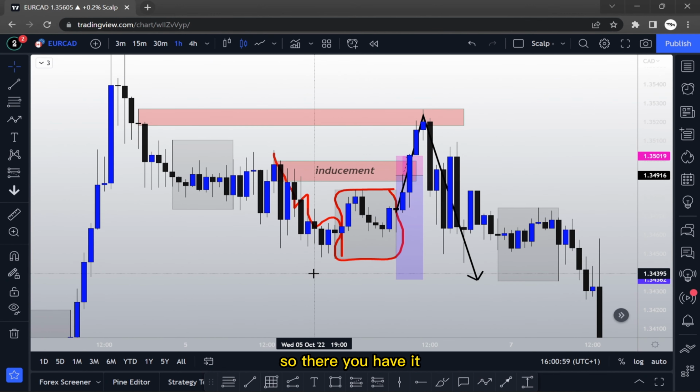So there you have it. Liquidity plus inducement equals smart money. If you could understand this video, make sure you watch it over and over again. Backtest. You're going to drastically improve your trading efficiency.